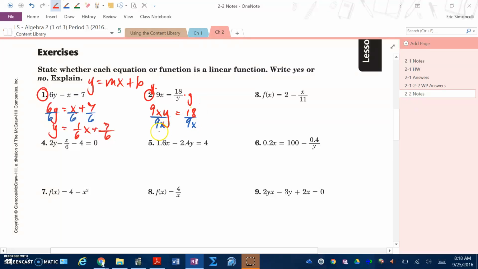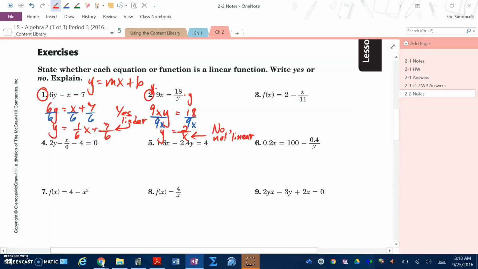And then what we'll have is y equals 18/9, which we know is 2. We'll have y equals 2 over x. So that clearly has a variable in the denominator. And we can then say, well, no, this is not a linear function. We may later look at these types of things and say that they are still a function, but it's just not linear. And the last problem I didn't say yes, but we can actually write that too. But yes, it was linear.